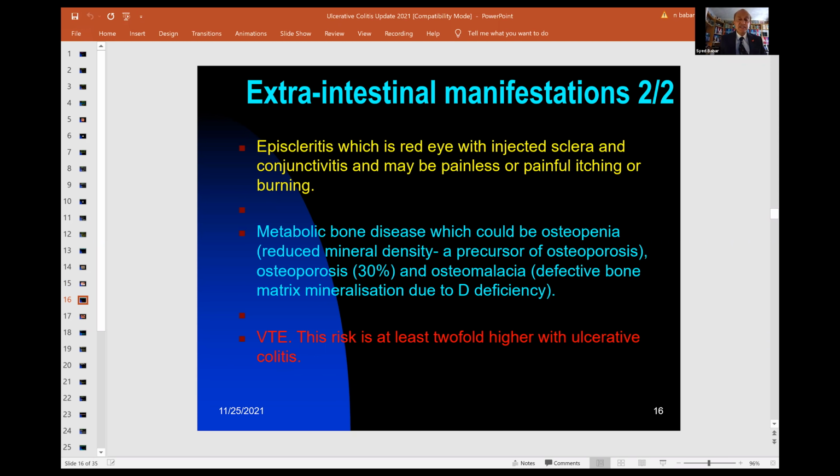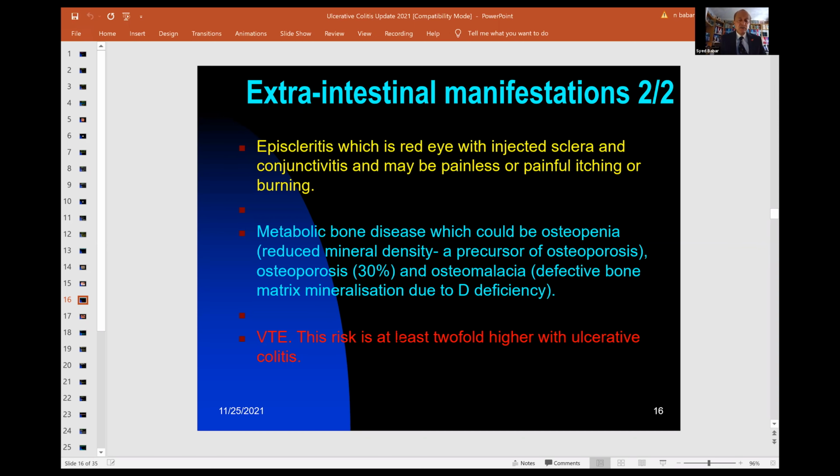And in terms of bone disease, reduced mineral density often occurs as a result of treatment rather than of the effect of colitis, called osteopenia. And when it becomes advanced, it causes a problem with the matrix, and therefore whole bone becomes weakened with osteoporosis. And this happens in 30% of the cases in long-standing ulcerative colitis. There could be vitamin D and calcium deficiency leading to matrix abnormalities called osteomalacia.